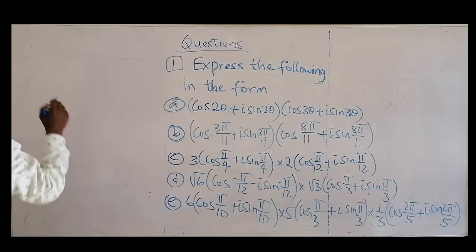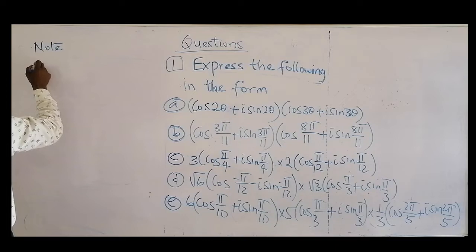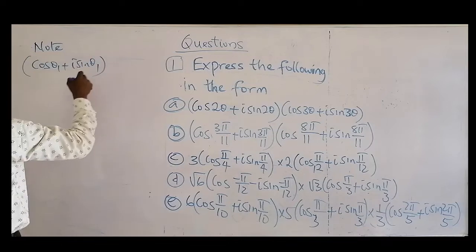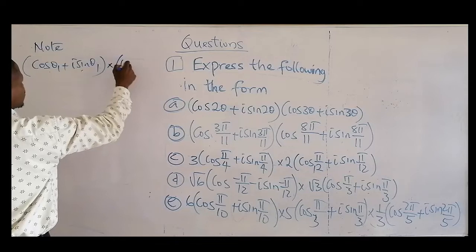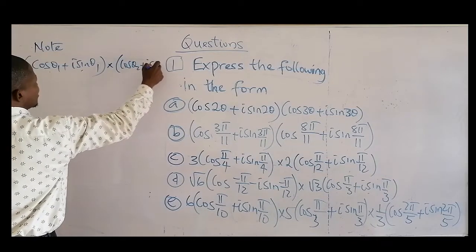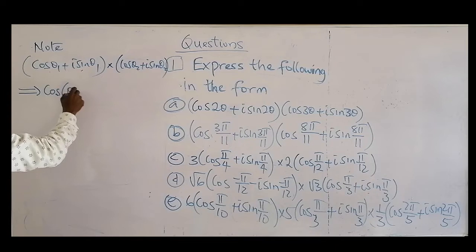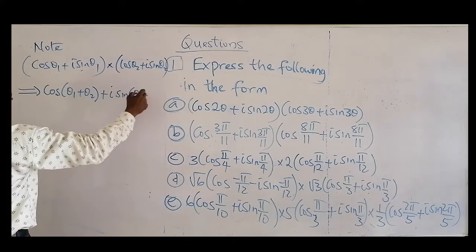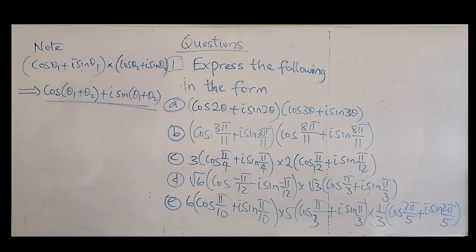I want to take us down memory lane. Note that if you have cos theta 1 plus i sine theta 1 times cos theta 2 plus i sine theta 2, when you are doing multiplication, it's very simple. Your answer is cos(theta 1 plus theta 2) plus i sine(theta 1 plus theta 2). That's all you need in multiplying 2 complex numbers.